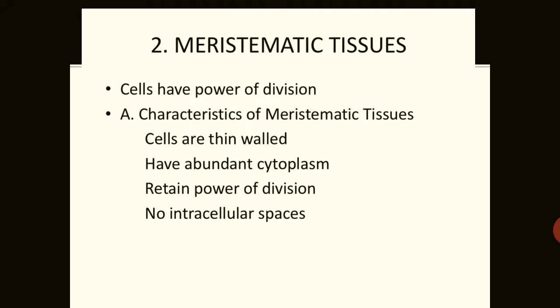In the meristematic tissues, the cells have the power of division throughout life, meaning the power of cell division is found in the whole life of the plant. The main characteristics of meristematic tissues are that these cells are very thin walled, meaning the outer covering is very thin, and abundant cytoplasm is found inside these cells, and they have retained the power of division. So there is no loss of the power of division in meristematic tissues, and there are no intercellular spaces, meaning they are very compactly arranged tissues.